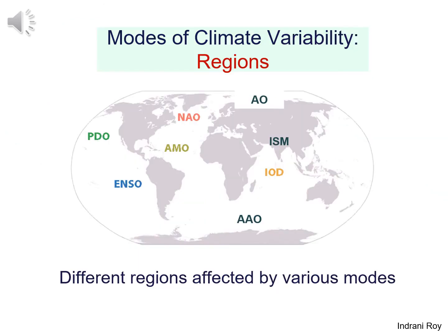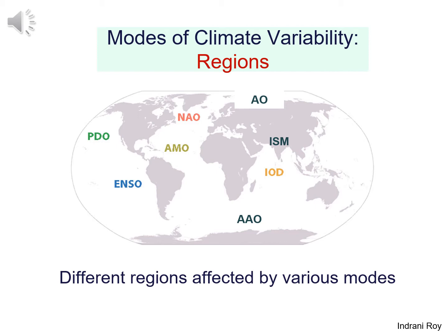Here is the plot of the whole of the globe. I'm going to show how different regions are affected by various modes that I mentioned earlier. Let us first talk about ENSO. Can you tell what region ENSO is mainly influencing? It is mainly present in the region of Central to Eastern Pacific Ocean.